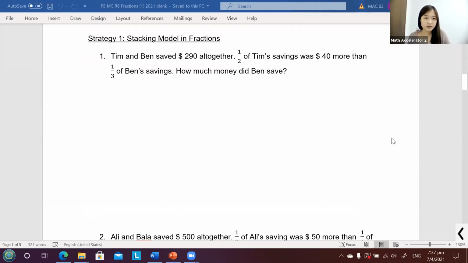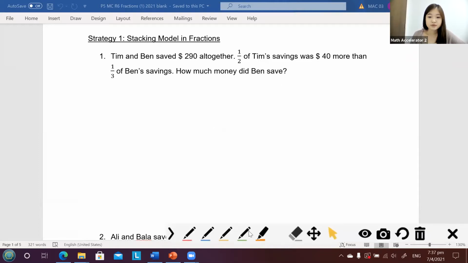Alright, so let's start on this first question. Let's read the question first. Tim and Ben saved $290 altogether. Half of Tim's savings was $40 more than 1/3 of Ben's savings. How much money did Ben save?